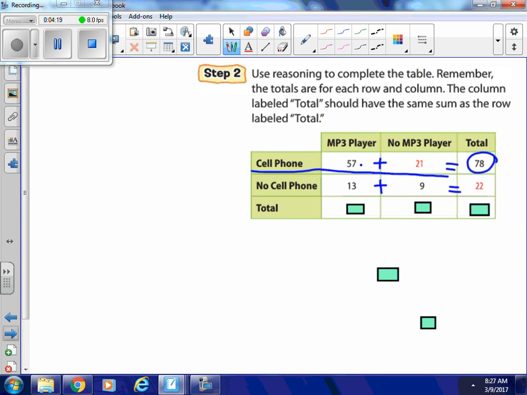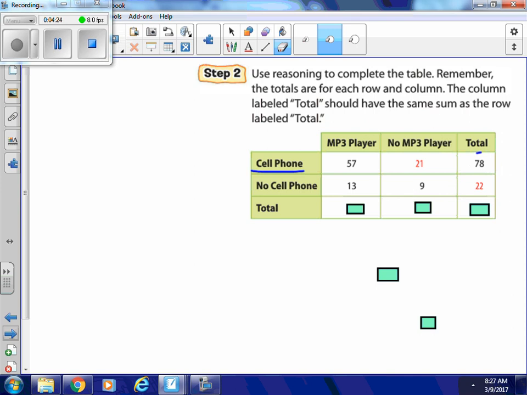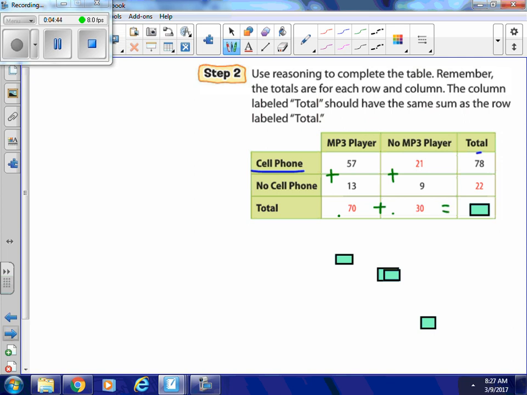And now we can add the other way. We can add down. 13 plus 57, that adds up to 70. And 21 plus 9, that adds up to 30. What's my grand total? Well, 30 plus 70 equals 100. But it also works this way too. 78 plus 22 also equals 100.